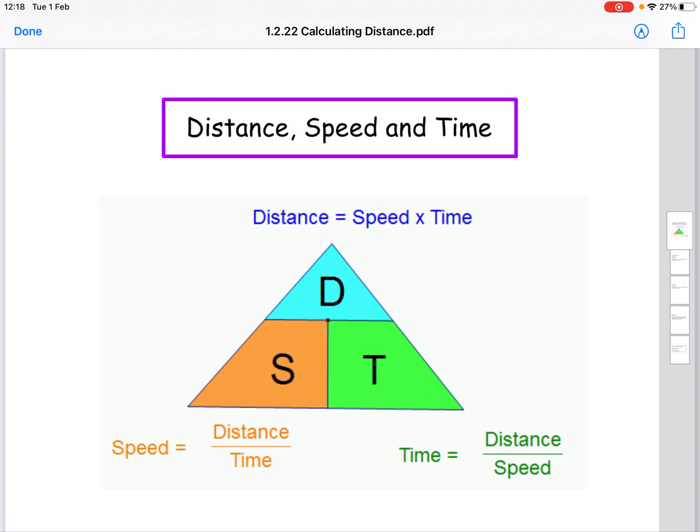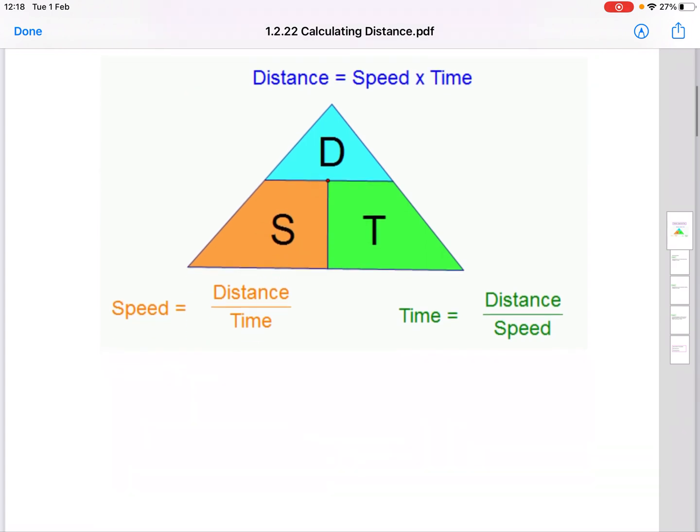So your learning intention today, we're going to specifically be looking at how to calculate distance when we've been given the speed and the time, all right? So that's what we're going to be focusing on for this lesson.